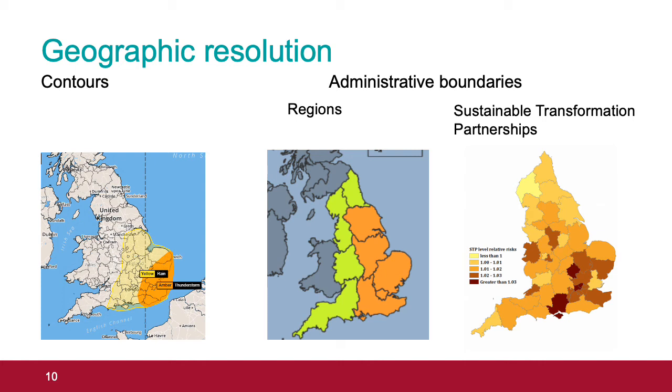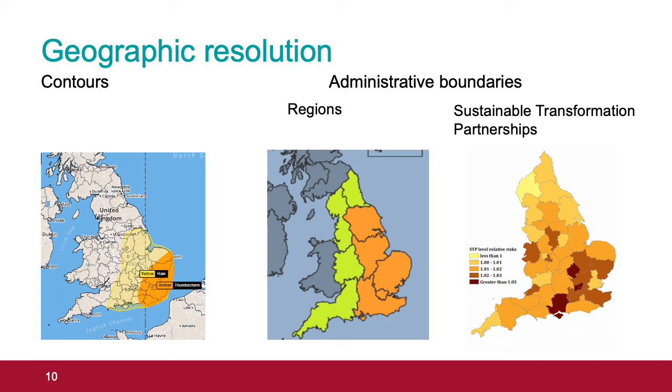And this is taken directly from the National Severe Weather Warning Service from the Met Office in the UK. And then we have here two examples of administrative boundaries. So we have here regions, which is taken from the English Heat Health Watch system. And then we have the Sustainable Transformation Partnerships, which is just another example of administrative boundaries. And so, actually deciding how you want to issue these alerts is one thing you may want to consider.